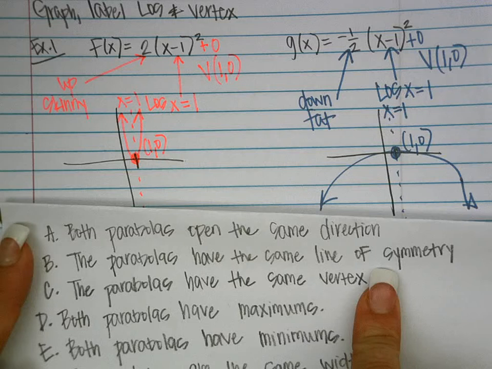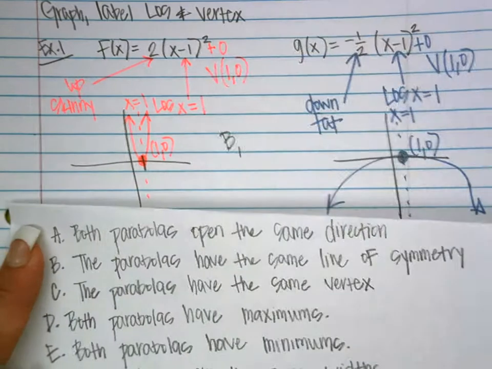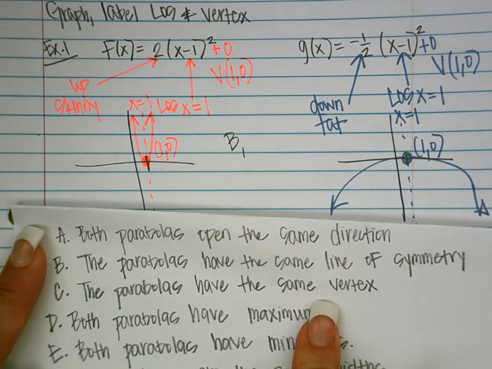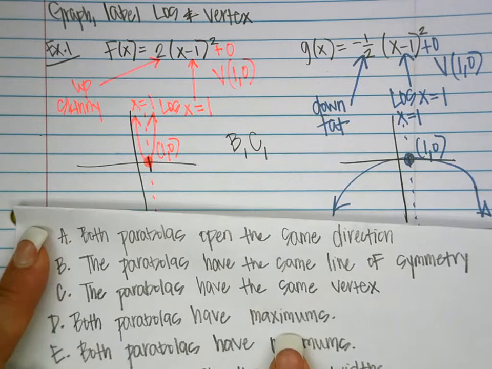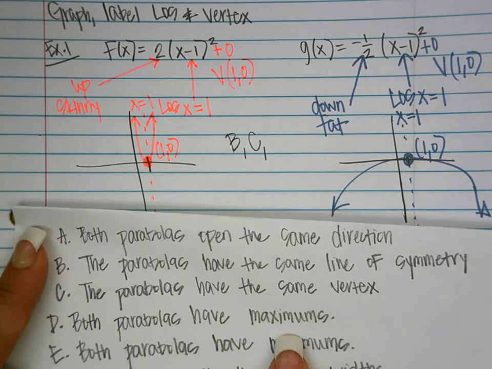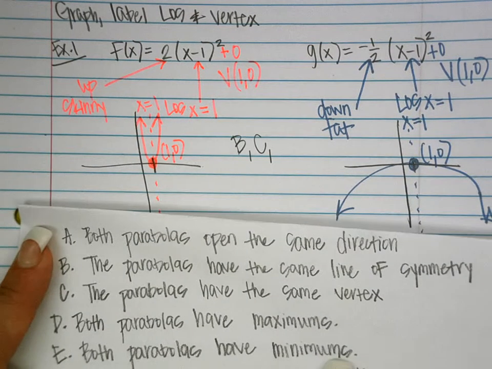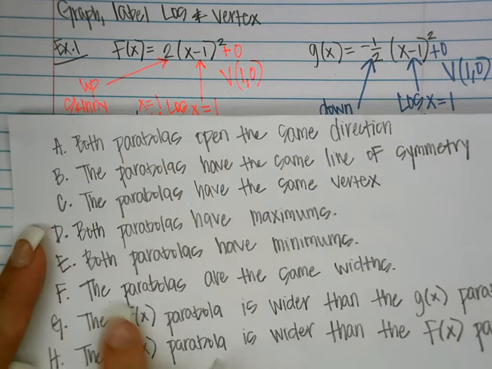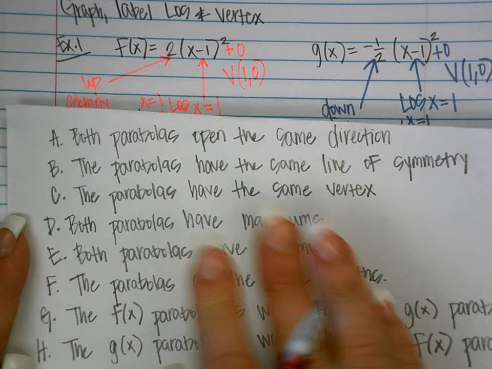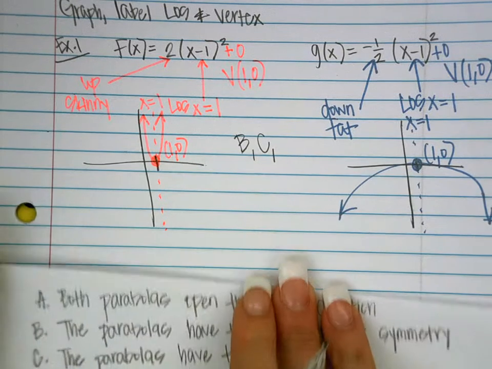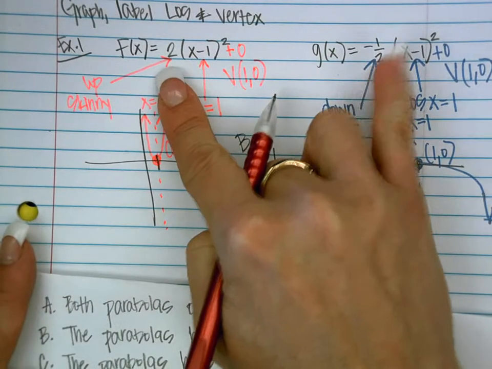The parabolas have the same line of symmetry. Is that true? Yes. So B is correct. You're not done though. The parabolas have the same vertex. True. Both parabolas have maximums. False, because this one has a minimum and this one has a maximum. Both parabolas have minimums. No. How about both parabolas are the same width? No. To be the same width, which value has to be the same? The a value. So this is 2, that's 1/2.